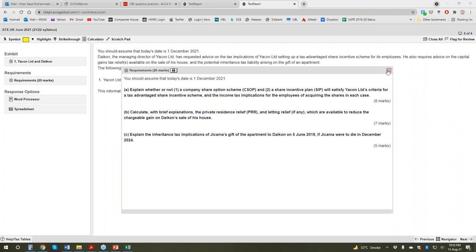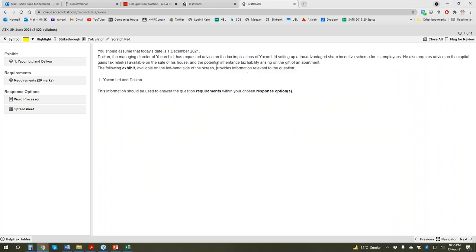Let us first read the introduction. You should assume that today's date is 1st December 2021. D, the managing director of Y Limited, has requested advice on the tax implications of Y Limited setting up a tax advantage share incentive scheme for its employees. He also requires advice on the capital gains tax relief available on the sale of his house.